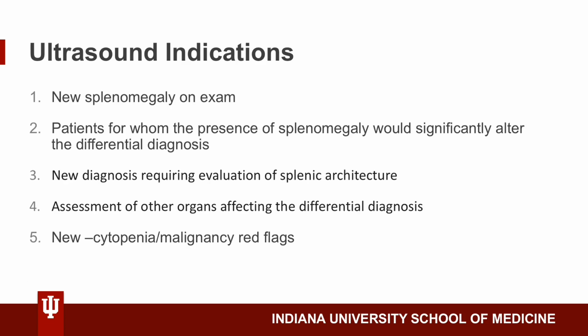So reasons to go ahead and do this exam, besides the ease of exam, would be if you felt new splenomegaly on your physical exam. If there are conditions on your differential that would alter your patient's outcomes significantly, that would be a reason. If they just received a new diagnosis that could compromise their splenic architecture, that would be a great reason. If there are other organ systems affecting your differential and you would like to assess those, that would also be a great reason. And if you're suspicious for any kind of malignancy, have red flags for that, that would be a great reason to scan as well.